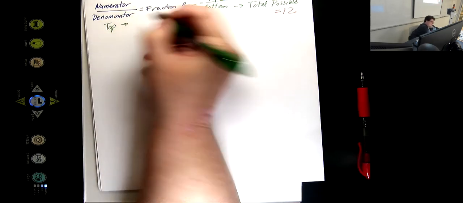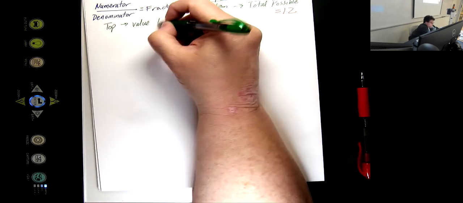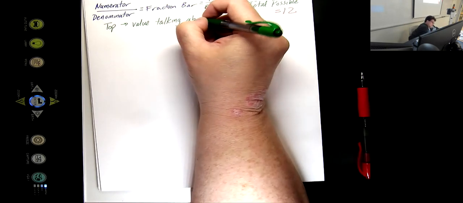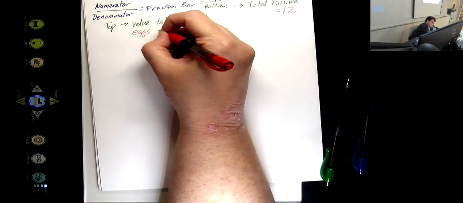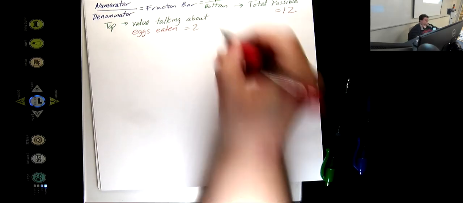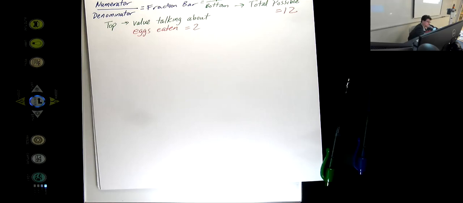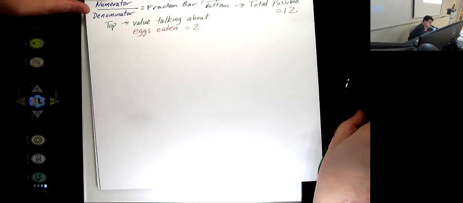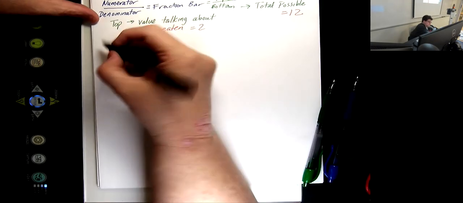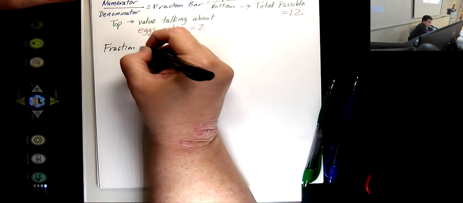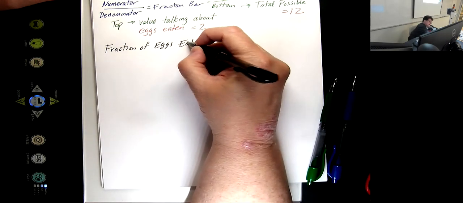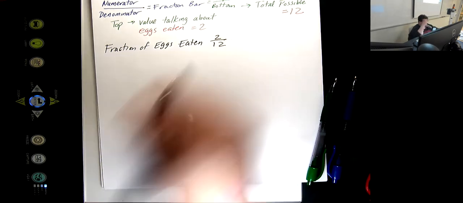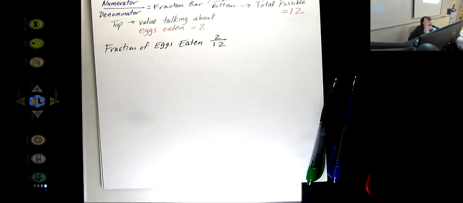The top is the value you're talking about. So for me, I was talking about eggs eaten, and that would be 2. So my fraction of eggs eaten is 2 over 12. I want to get the main gist of this stuff down first.